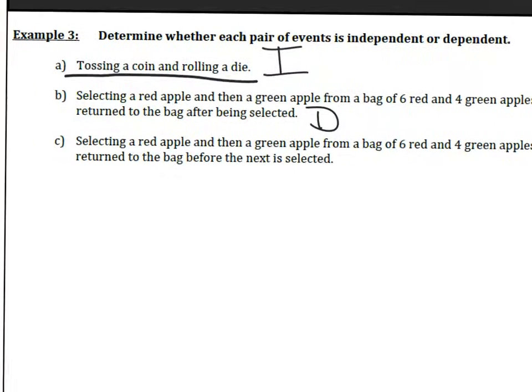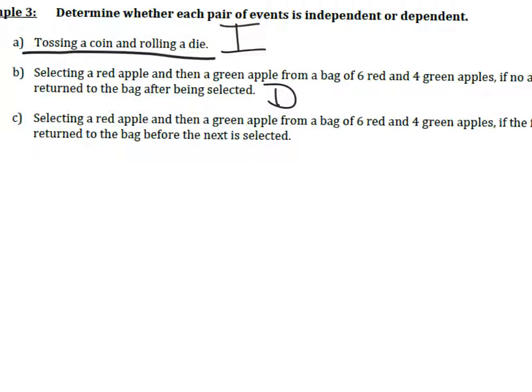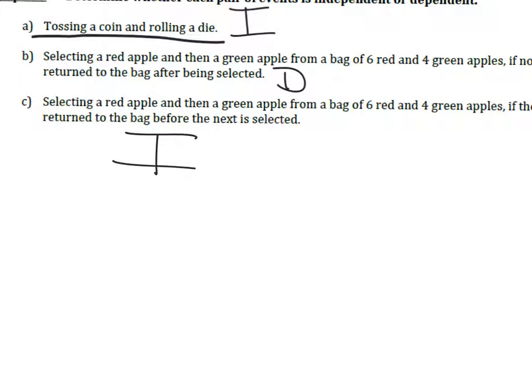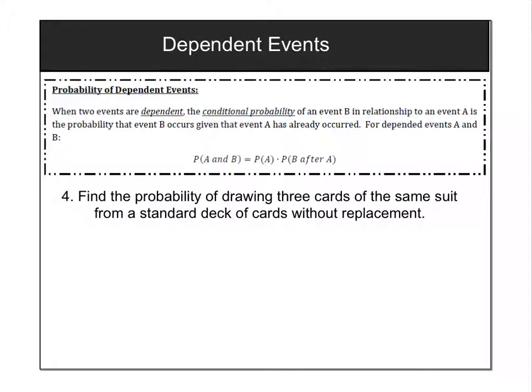So for letter C, we're selecting a red apple, then a green apple from a bag of 6 red and 4 green, if the first apple is returned before the next one is selected. So this one's going to be independent, because once I put it back, it's kind of like the first event never happened. The scenario is still the same and the information is still the same. So that's kind of what I'm looking at there.